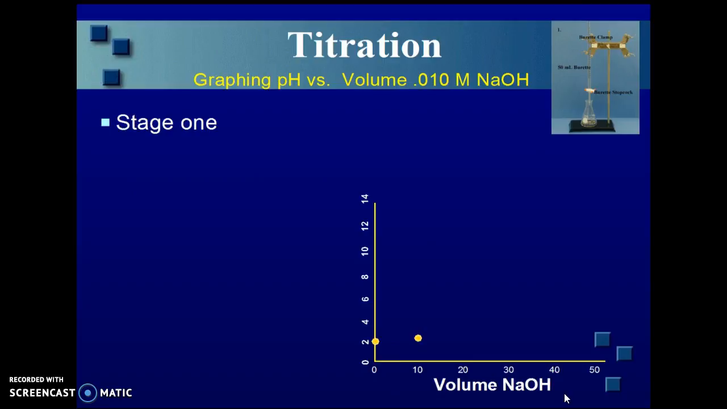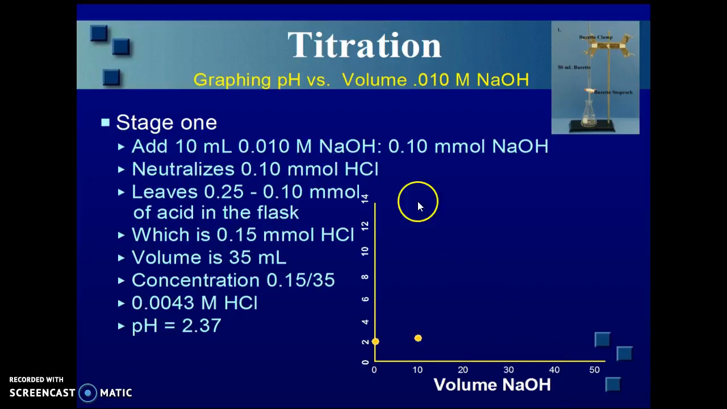Stage 1, we add 10 milliliters of the base. That's 0.1 millimoles of sodium hydroxide. It neutralizes 0.1 millimoles of hydrochloric acid. We then subtract that from the original 0.25 millimoles of acid in the flask, and we get 0.15 millimoles of hydrochloric acid. The new volume is 35 milliliters, so for the concentration, we divide the millimoles of acid by the volume, and we get 0.0043 molar. Plug that into your calculator, and you see that the pH has gone up to 2.37 from 2.